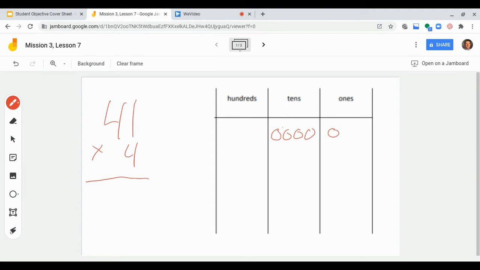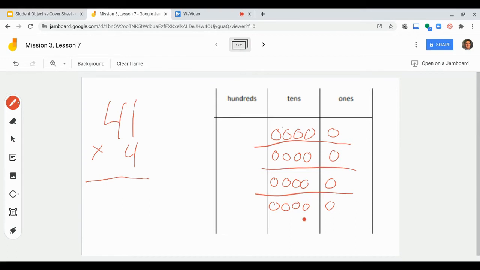So I need to make more rows of that 41. How many rows total do I need? If it's 41 times 4, that tells me I need 4 rows. I already have 1, so I need 3 more, 4 total. So I'm going to create more rows of 41: 3, 4. Notice I have 4 rows of 41: 1, 2, 3, 4. Because I've just represented 41 times 4, 4 groups of 41. All right.